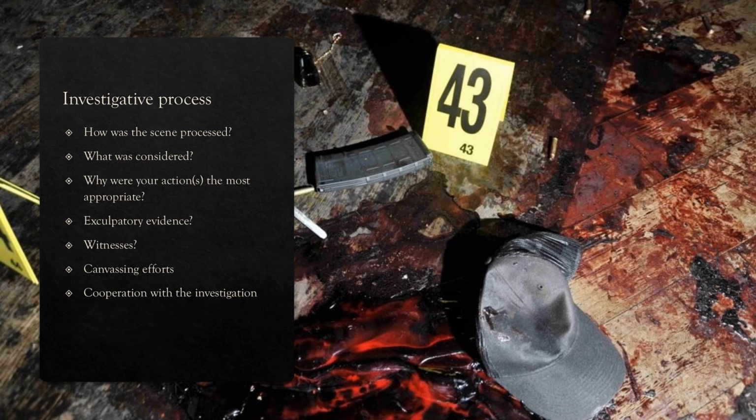Exculpatory evidence is, as we discussed in the previous module, any evidence that would be more beneficial to the defendant. So was there evidence presented at the scene that would help refute or rebut a potential suspect? And what did you consider to be exculpatory or not? Witnesses, what witnesses exist? Also, what were the efforts to try to find and identify witnesses? That can be extremely meaningful to put into your report.